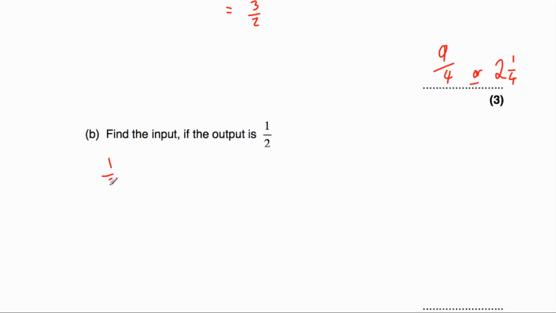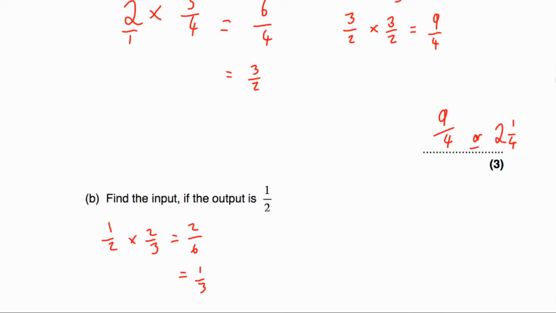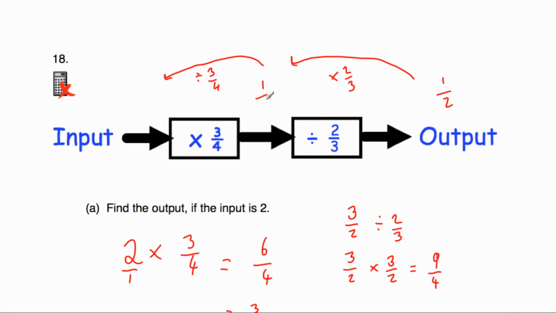So let's take our half and multiply by 2/3. So 1 times 2 is equal to 2, and 2 times 3 is equal to 6. So half times 2/3 would be 2/6, and we can divide both of those by 2 to get a third. So we've now got a third, so let's go back up. We now know that this is a third at this point.